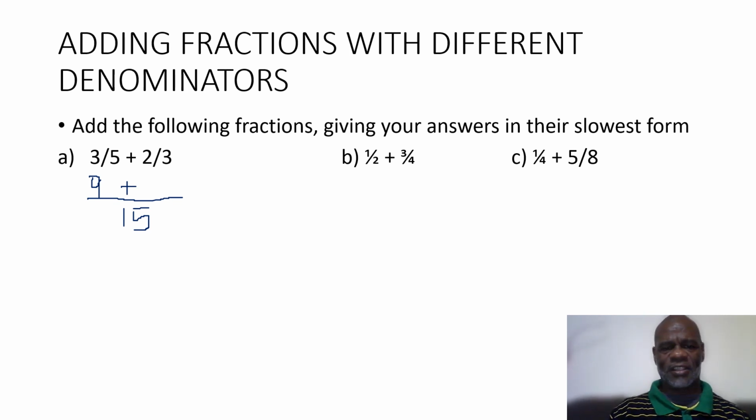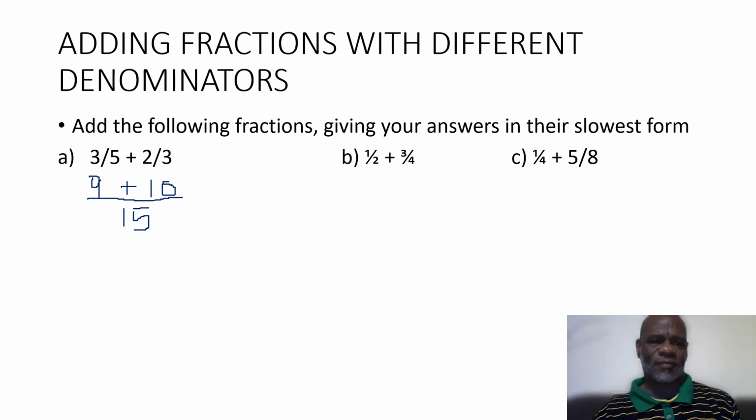Then, let me get my pointer again. Then we are going to say 15 divided by 3, or how many times can we get 3 out of 15? That would be 5. And then we are going to say 5 times 2 gives us 10. Right? So 5 2s, 10. Good. So then we are going to add these numbers. So it would be 9 plus 10, which gives us 19. So that would be 19 over 15.